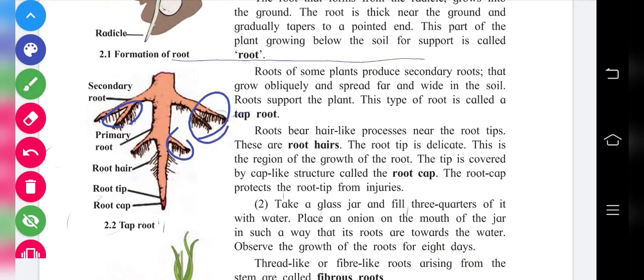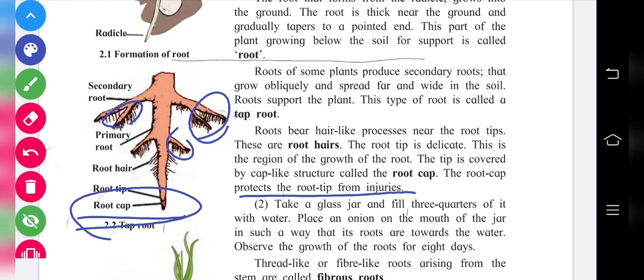The root tip is delicate, meaning very easily flexible. This is the region of growth of the root. The tip is covered by a cap-like structure called the root cap. Where is the root cap? Here, a cap-like structure is there, that is the root cap. This root cap protects the root tip from injury. That is a very important function.